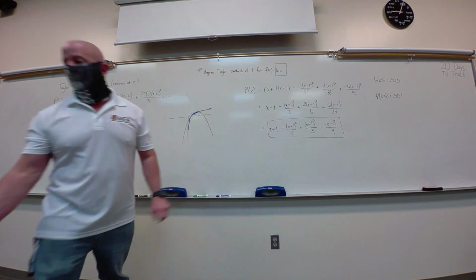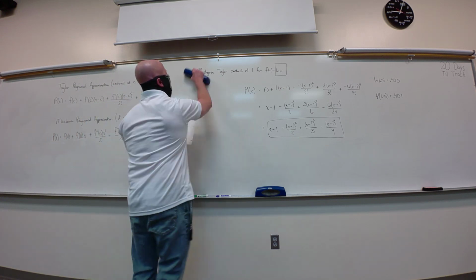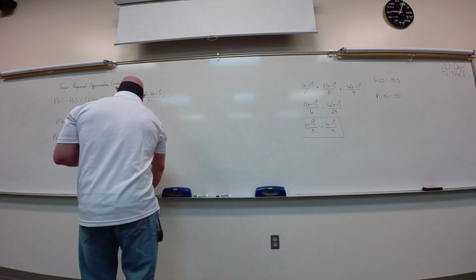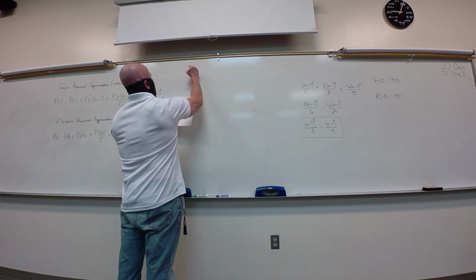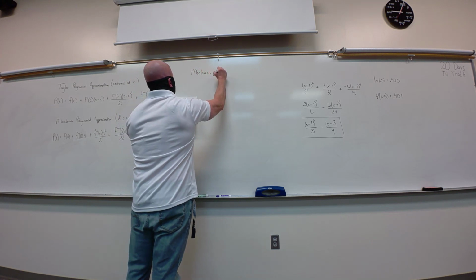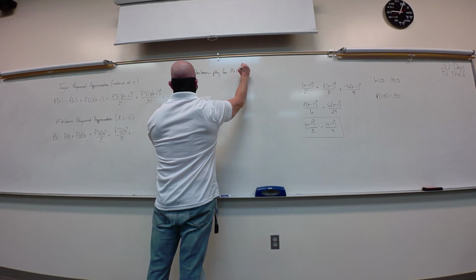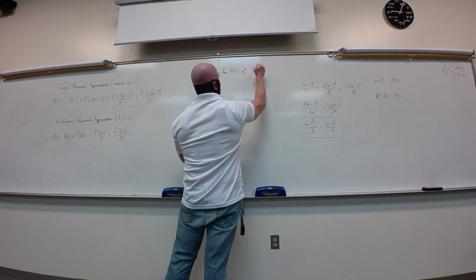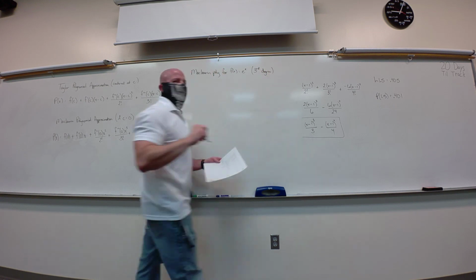All right, let's switch it now. Let's go with a Maclaurin polynomial for f of x equals e to the x. And we'll go a 3rd degree one this time. We did a 4th last time, we'll go a 3rd degree one this time.